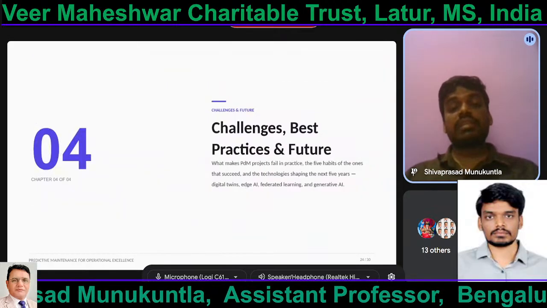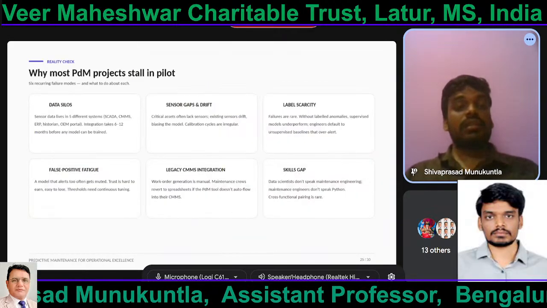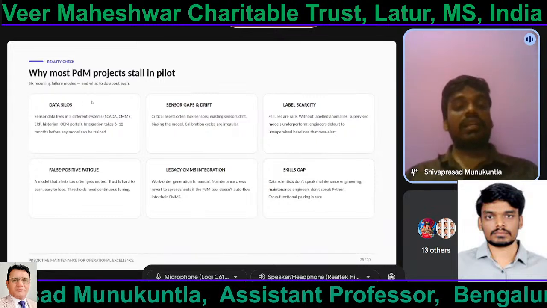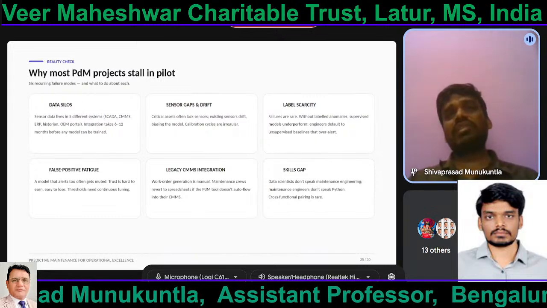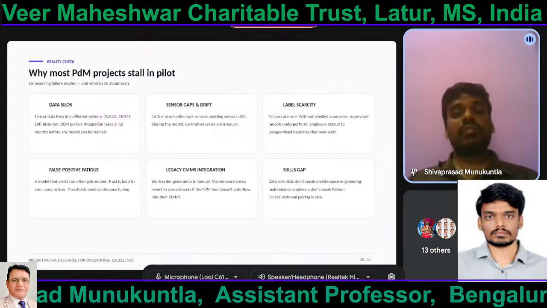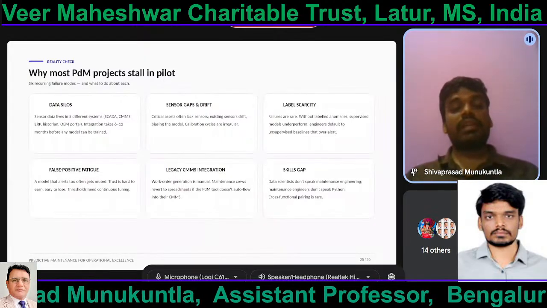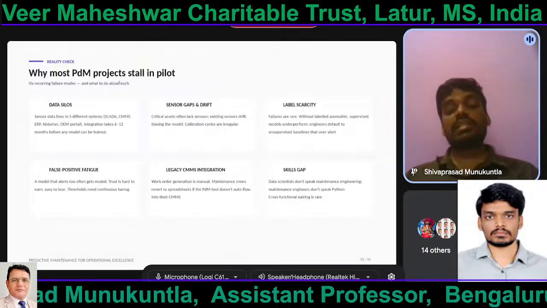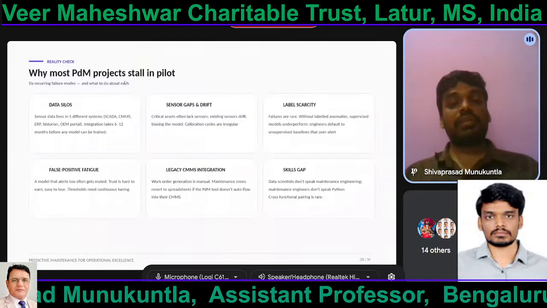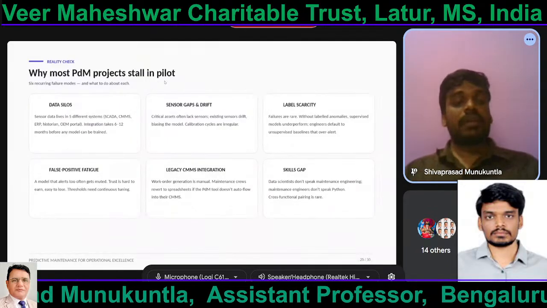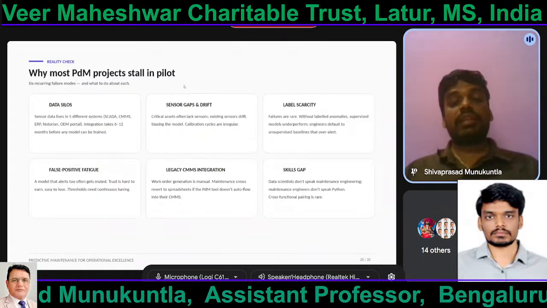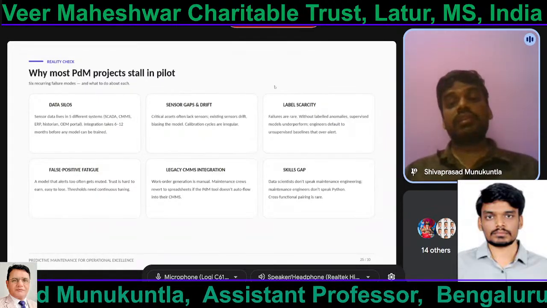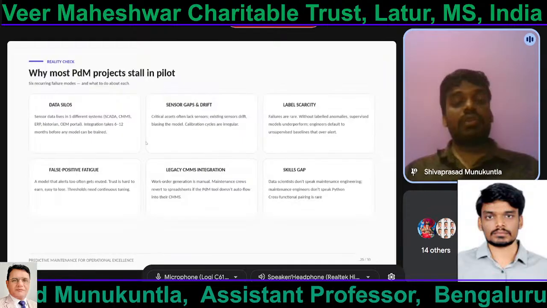So what are the challenges, best practices, and future? We'll see. So the general challenge is this data. Different sensors will have different forms of data. So collecting them in a simple single format is a challenging task. Once it is established, it is very easy from there. So the data formats and sensors are different, and we need to label them, and we need to identify.